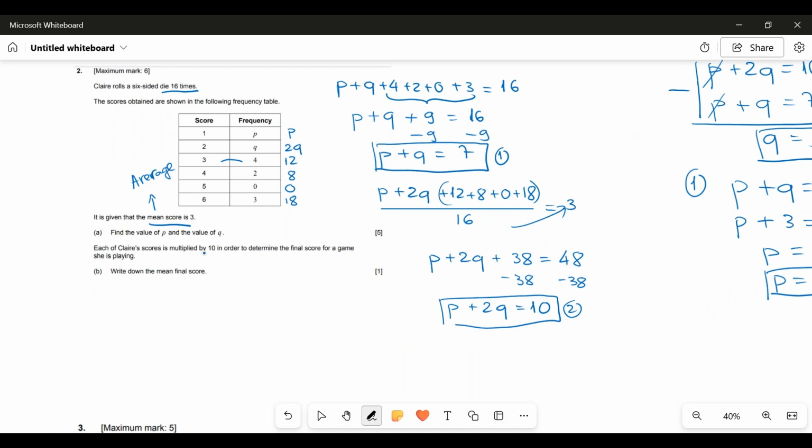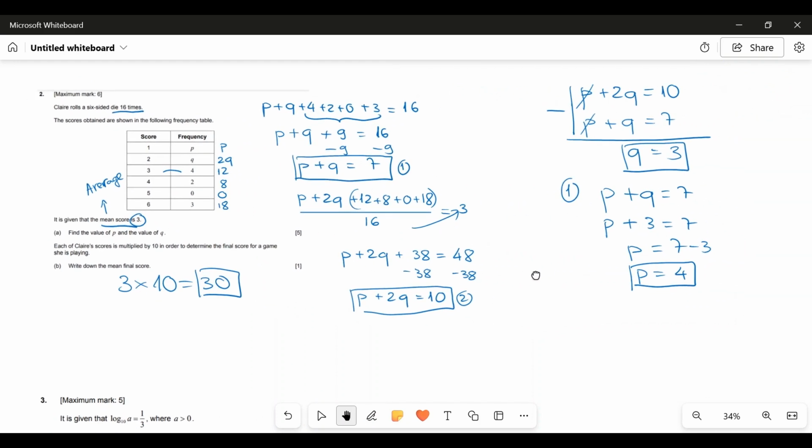Now all of her scores are multiplied by 10. So remember, whatever you do to the scores, you're going to do the same thing to the mean. So our mean originally is 3. They multiply each score by 10, so you multiply the mean by 10 also. So 3 times 10 equals 30. This is our final answer. Okay, question number 2.